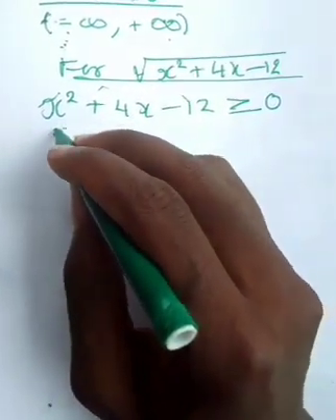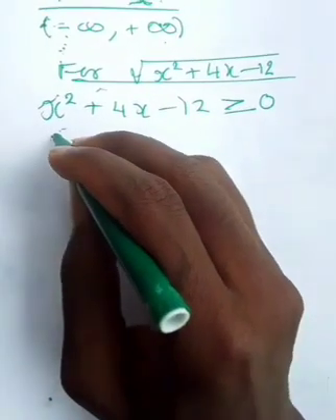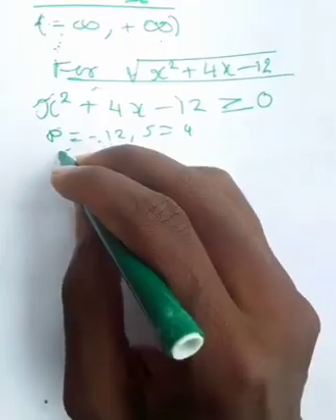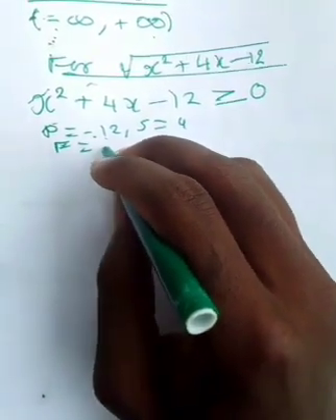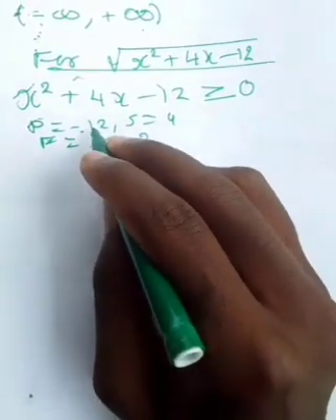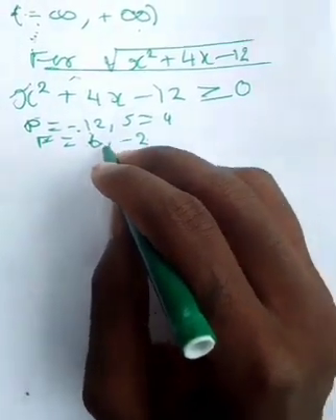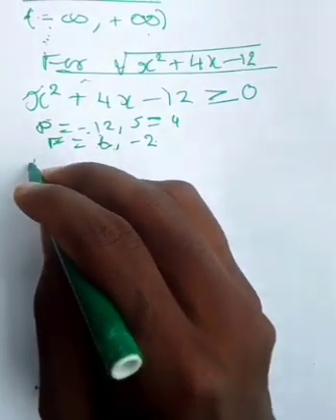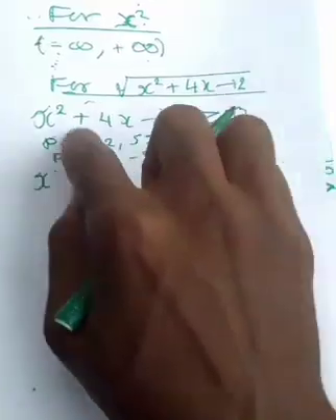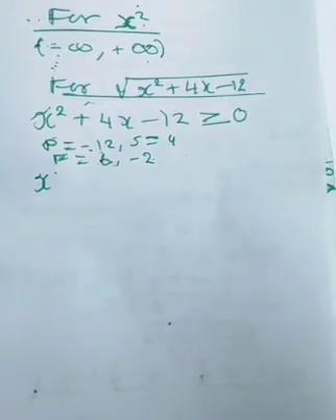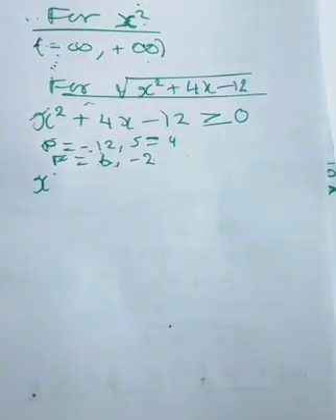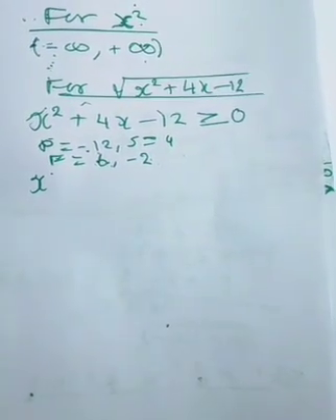Factorize this quadratic function. So the product is negative 12. The sum is 4. So what could be the possible factors? The factors, we can have 6 and negative 2. When we multiply, we get negative 12. When we sum them up, we get 4. So we are going to solve this quadratic, and it should give you 2 values of x. Then you plot on the number line. So for now, we are just on this one.